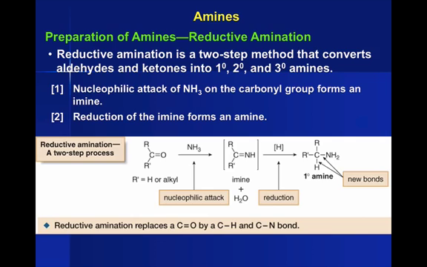How else can we make primary amines, other than what's shown up there? Reduction of what? Primary amide? We can reduce a primary amide. What reagent would we use to do that? We can use lithium aluminum hydride, or we can use borane. Remember, we can use either one of those.